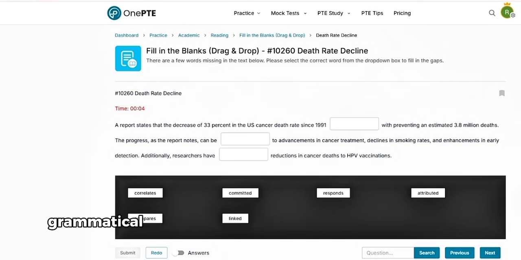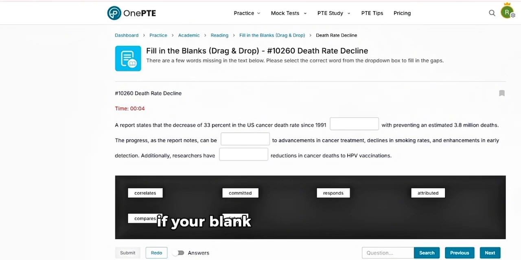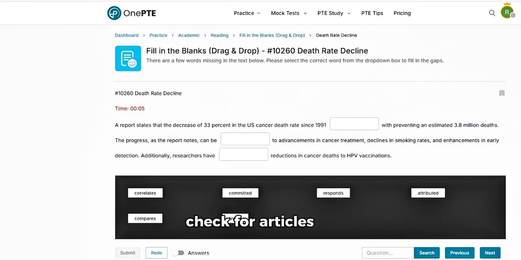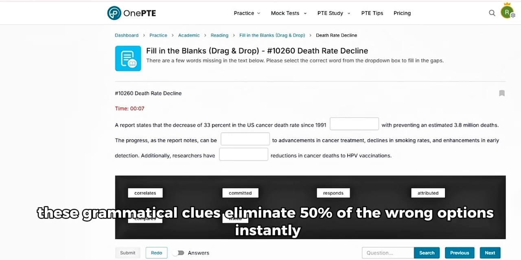Number 2, grammatical blueprint. Treat every blank like a puzzle piece. If your blank precedes a noun, your brain should immediately hunt for an adjective. Check for articles a, an, the, and subject verb agreement. Is the content singular or plural? Is it past, present, or future? These grammatical clues eliminate 50% of the wrong options instantly.